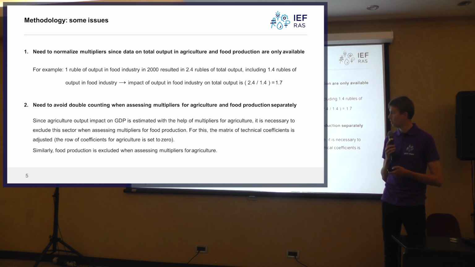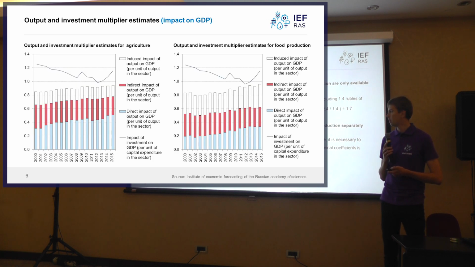to establish relationships between resulting output in the food industry and output in the rest of the economy. The second issue is that we need to avoid double counting, because we estimate multipliers for agriculture and food production separately. We have special procedures to do it. For example, if we assess multipliers for agriculture, then we should exclude food production by setting to zero the row of technical coefficients that is related to agriculture.